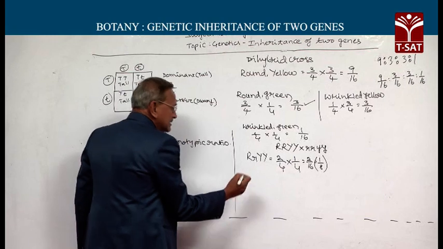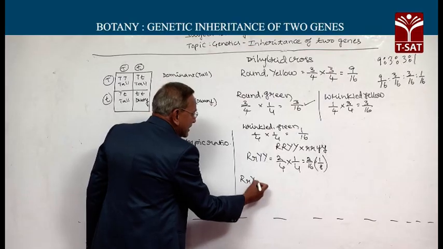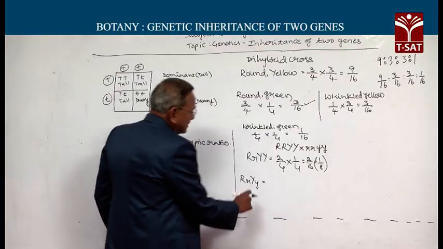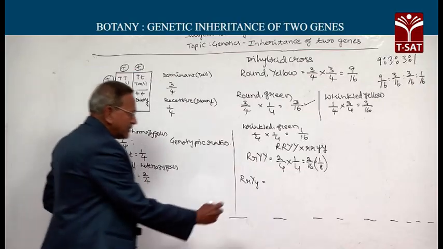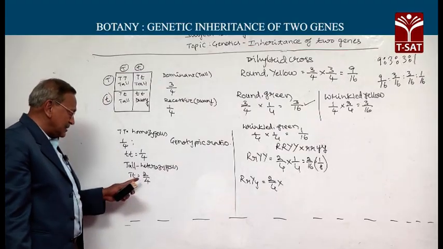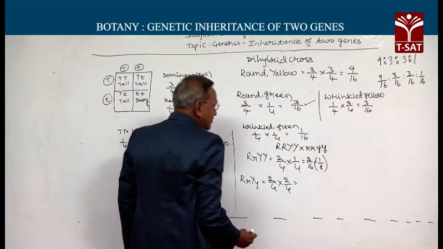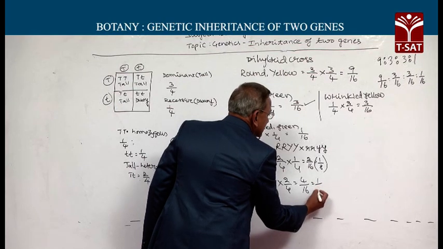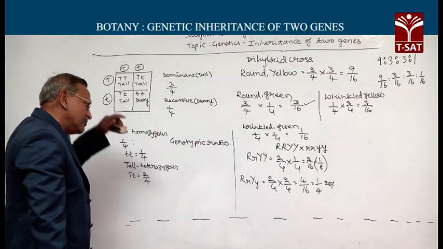Let us consider how many progeny have the genotype capital R, small r, capital Y, small y. This is heterozygous, like our capital T, small t. So this is 2/4, into capital Y, small y, which is also heterozygous like capital T and small t. So this also must be represented by another 2/4. So this is 4/16, and on reduction it will be 1/4, or 25% of the progeny will be like this.